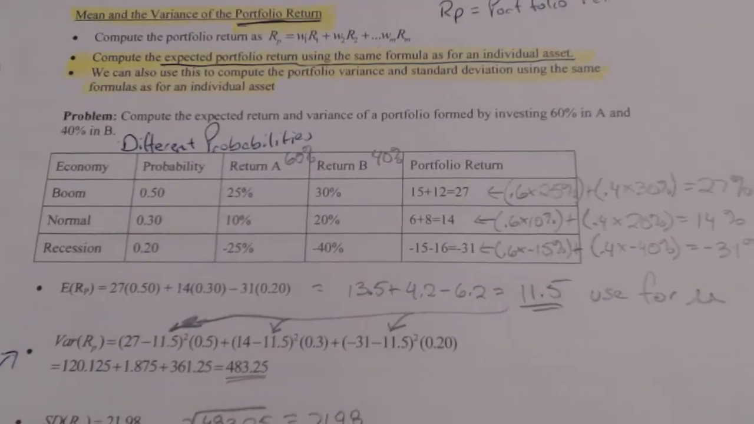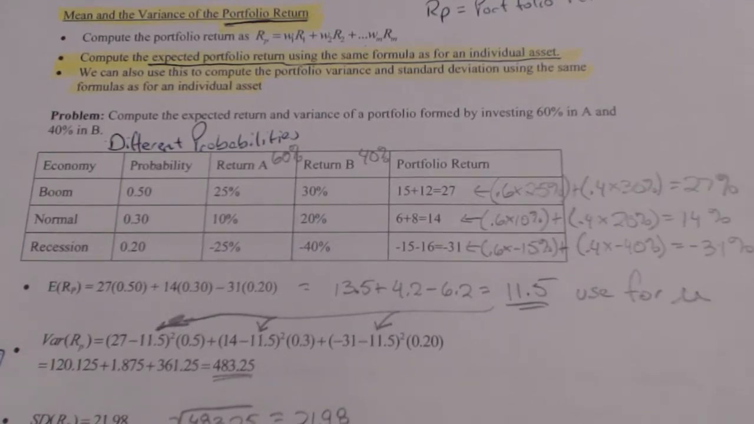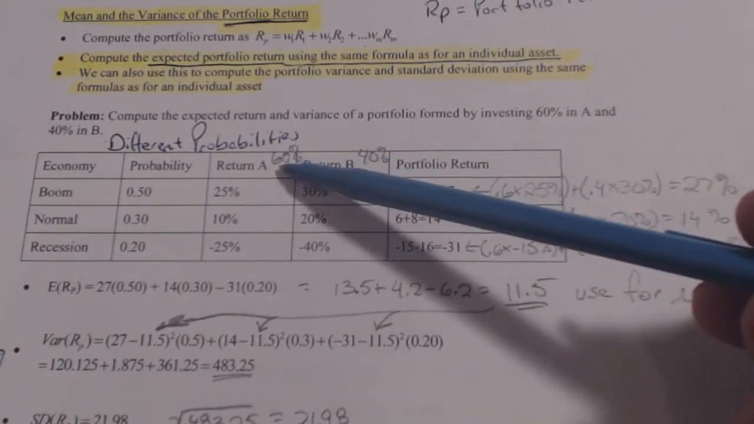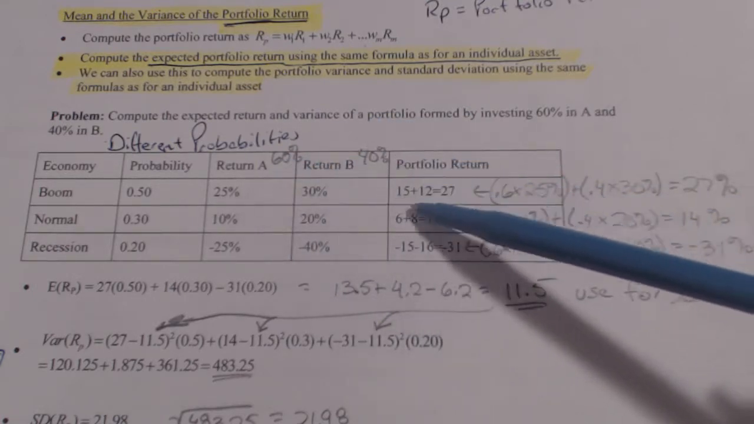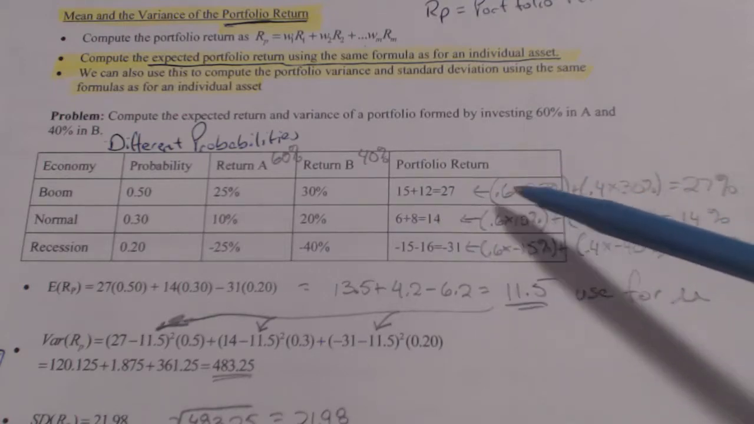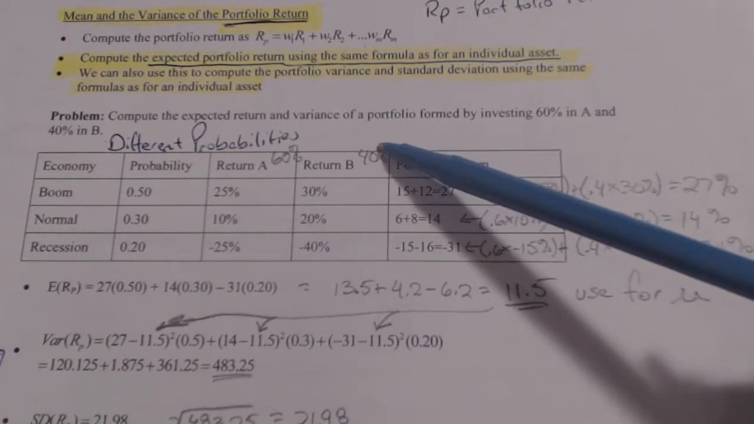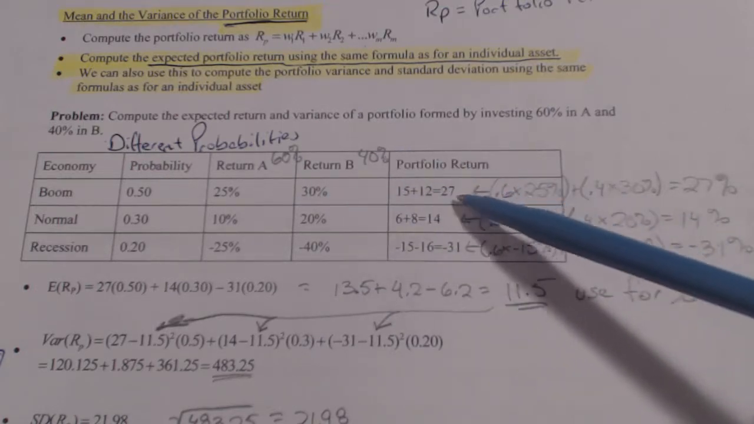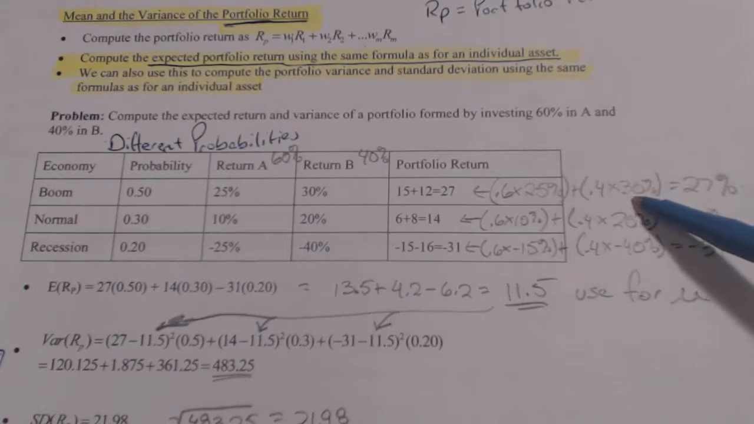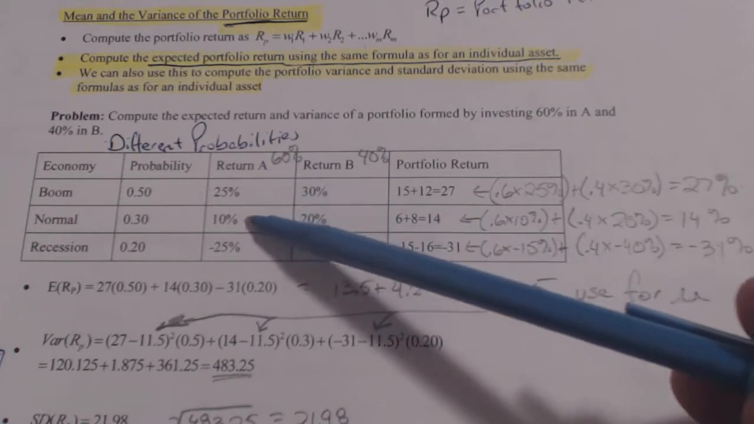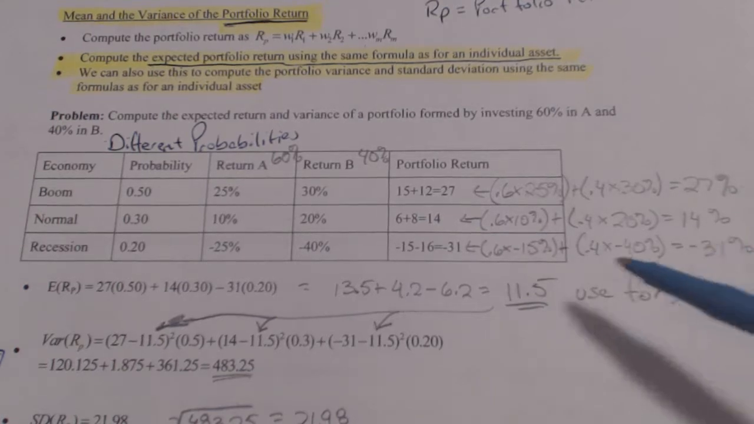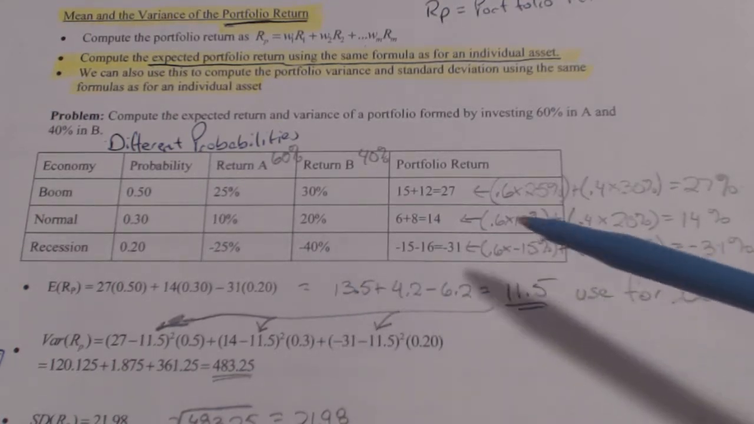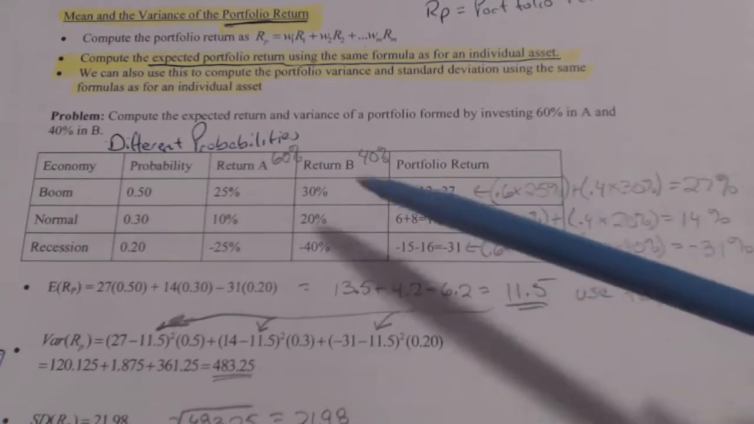When you figure out the portfolio return, in this case the weight was 60% and 40%. So 60% times 25% return, 0.6 times 25%, equals 15, and then 40% times the 30% equals 12, so 0.4 times 30% equals 12, so together it's 27%. Again, the weight times the percent, the weight times the percent, you add them together. So that gives you the portfolio return under 3 different states.